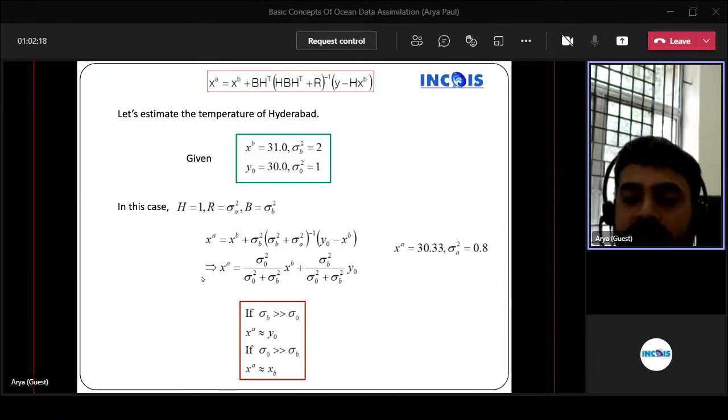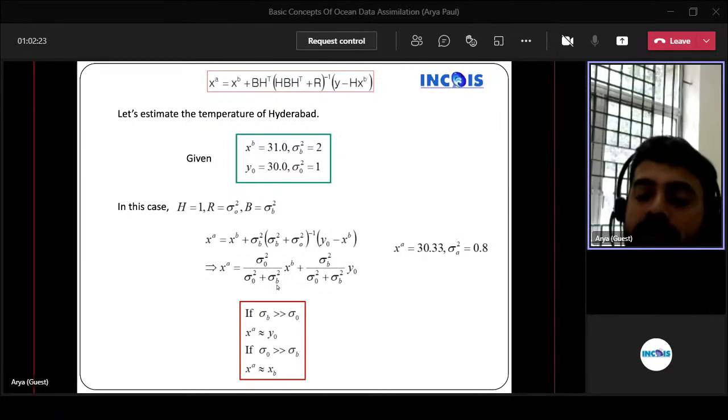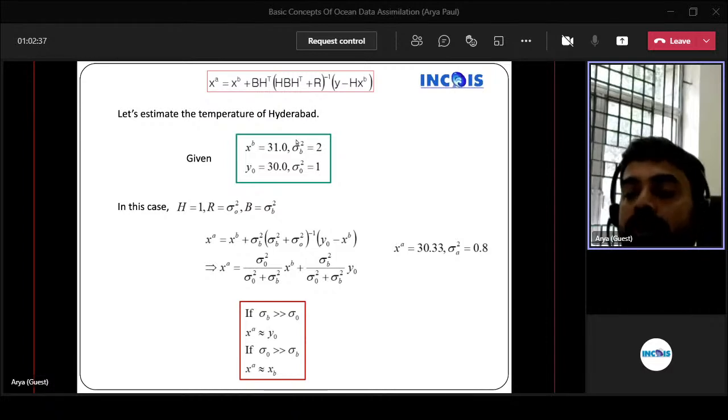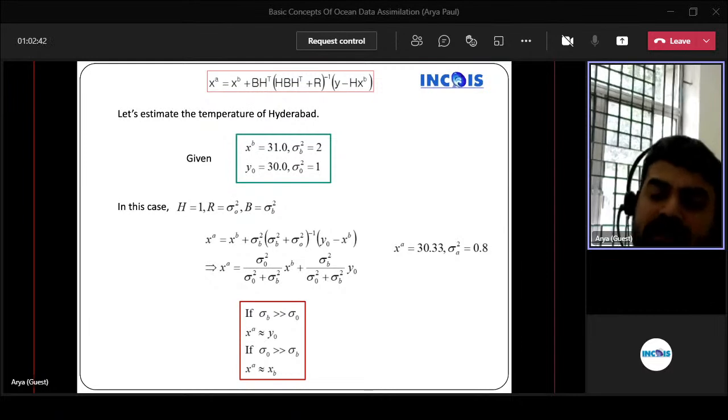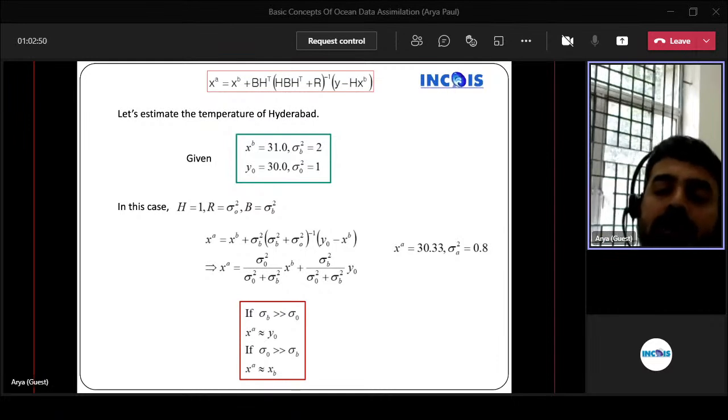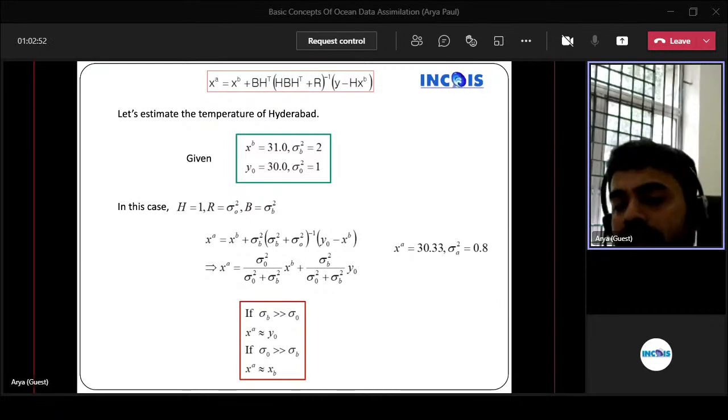Now look at this final equation, which is xa equals sigma 0 square divided by sigma 0 square plus sigma b square into xb, plus sigma b square divided by sigma 0 square plus sigma b square into y0. In this equation, let's say sigma b, which is the model error covariance, is much, much larger than sigma 0, which means the model is bad, and you have a very good observation. You are more certain about the observation and very uncertain about the model.